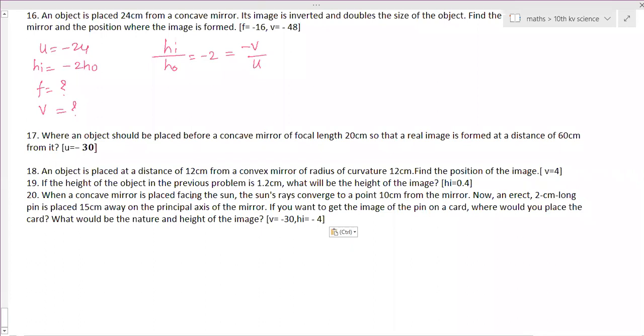Which focal length you are asking about? Ma'am, the 20th one. I'm asking some other one. No, please don't tell in between. I need to check each and every student. I'm coming back. Yes, Sharad.